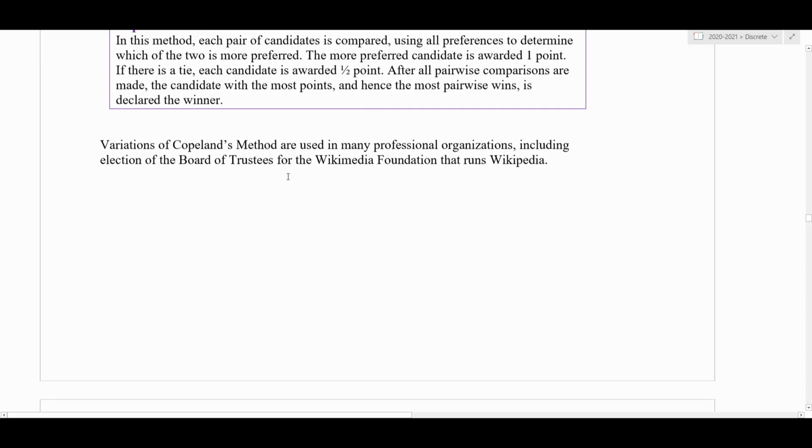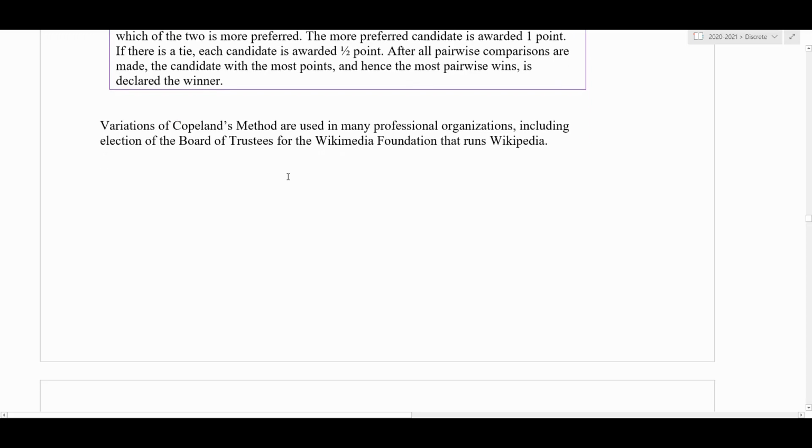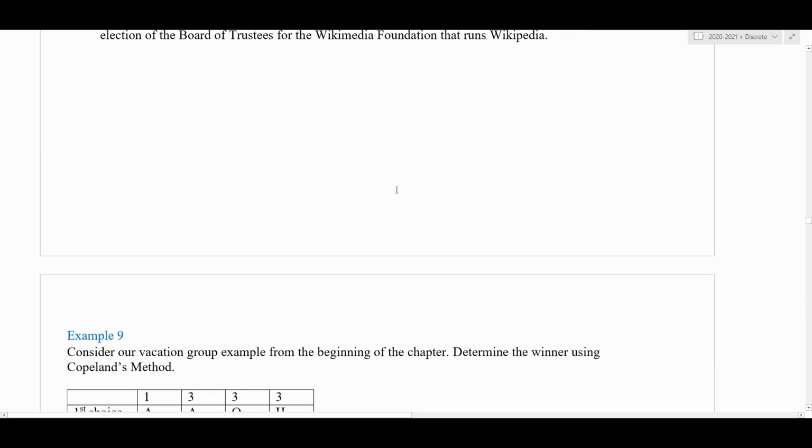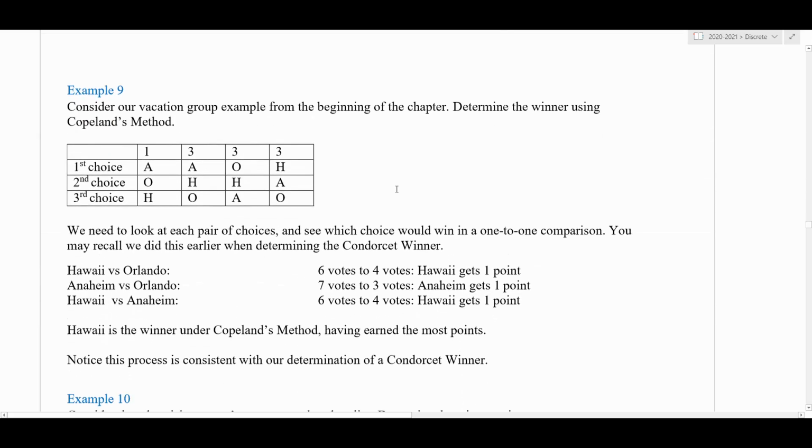I try to look up where these methods are used. This one was definitely used by Wikipedia from the research that I can find. Wikipedia uses this particular method with their board of trustees. So let's take a look at a quick example here.